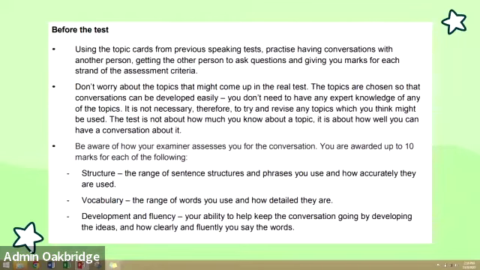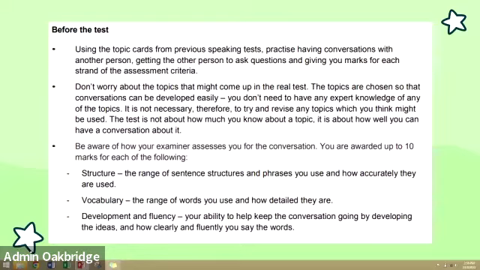Okay, so you can get the other person to ask you questions and provide you marks for each strand of assessment criteria. Okay, you have to do practice with another person. If not, you will not do well. You will not know which are your mistakes.